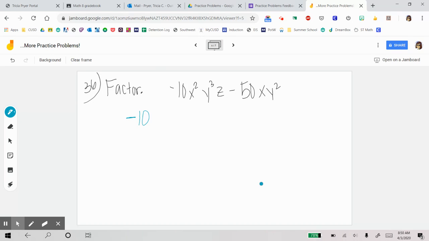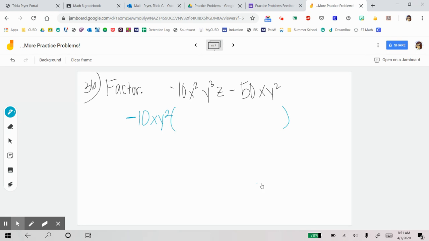And then our variables, x squared and x. X can go into both of those. Y cubed and y squared. Y squared can go into all of those. Z and no Z. So since the second term doesn't have a Z for us to factor out or pull out, there's no Z in our GCF. Okay, so that's the GCF.